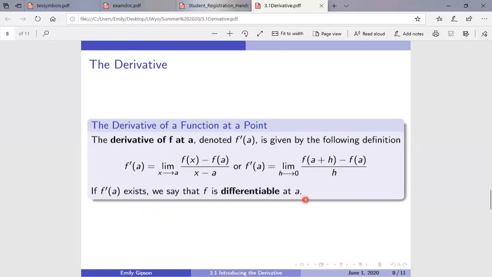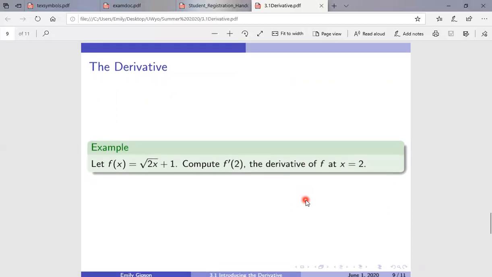And the entire study of Calculus 1 is differential calculus. Calc 2 is integral calculus, but Calc 1 is about differential calculus. So we can take limits, we can find continuity, and now we're going to be able to take derivatives at points.